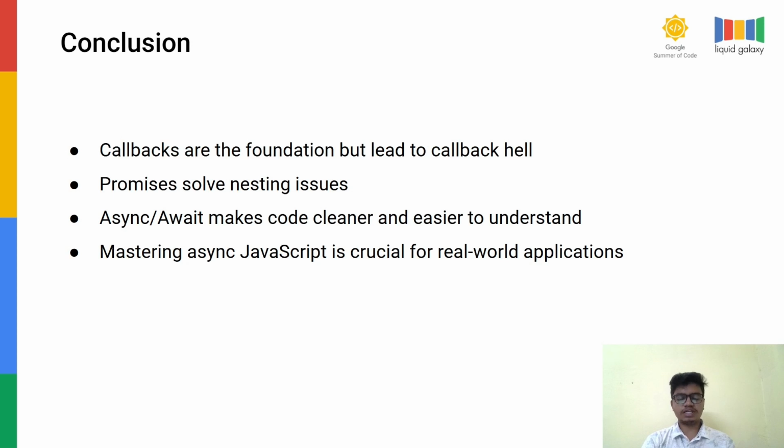As we wrap up this session, let's take a moment to reflect on what we have covered. The very first thing that we discussed in this session was callbacks, which are the foundation of asynchronous programming, but that leads to callback hell, also known as the pyramid of doom. We solved the problem of callback hell through promises and promise chaining. After promises, we studied async and await, which is a more modern and elegant way of handling asynchronous code. Mastering these concepts is crucial for real world applications.